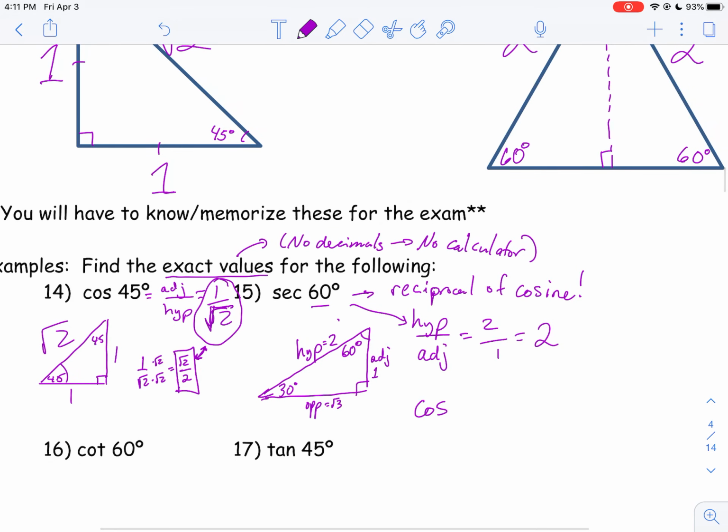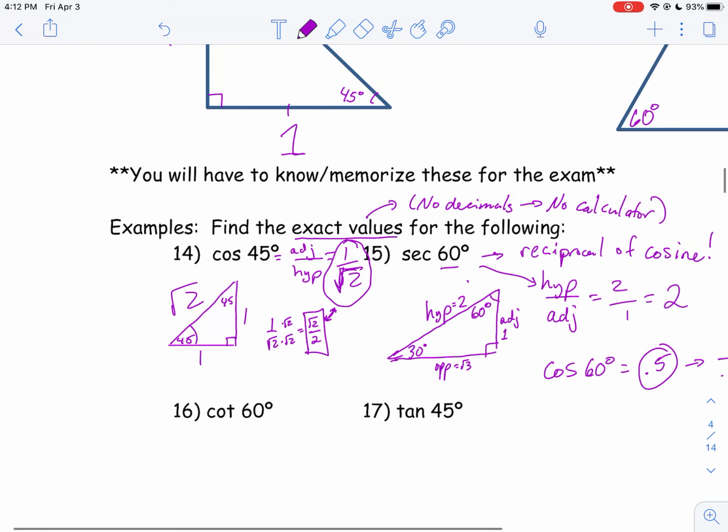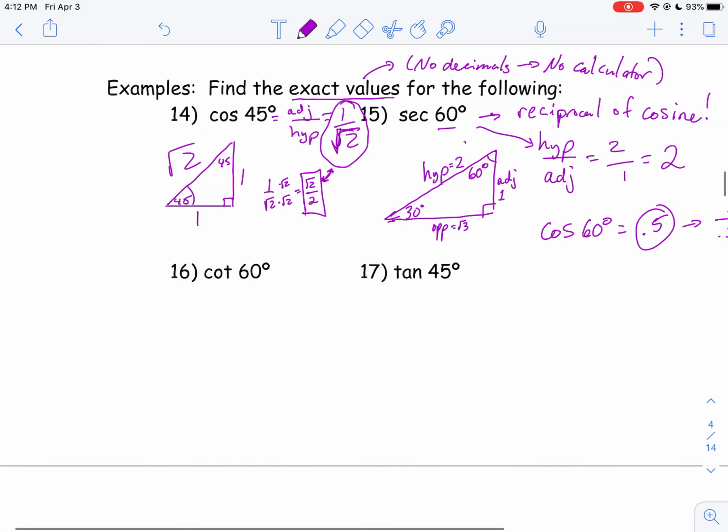Alternatively, if you had typed cosine of 60 into your calculator, it would have given you 0.5. Do you remember how to do the reciprocal of a decimal? The reciprocal of 0.5 is 1 over 0.5, which if you type that in a calculator would also give you 2. So you can do this one in your calculator. Number 14, you could not.